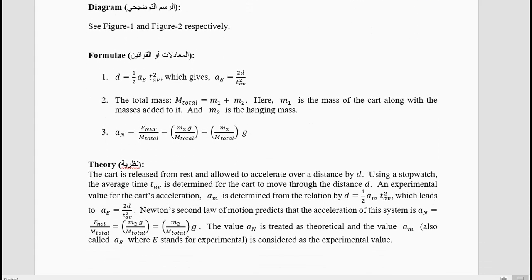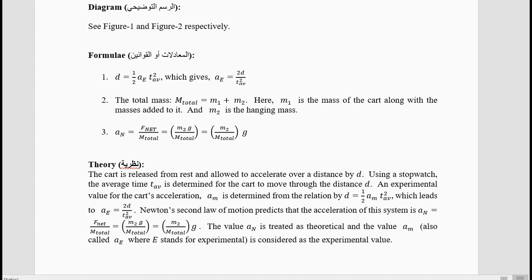Look at them. Now what formula are you going to use? Your first formula is d equal to half ae t square. Now in lab everything is done many times and we take the average, so it is half ae t average square, which gives ae equal to 2d by t average square. Now the total mass is M1 plus M2. Here M1 is the mass of the cart along with the masses added to it, and M2 is the hanging mass. Understand the terminology.